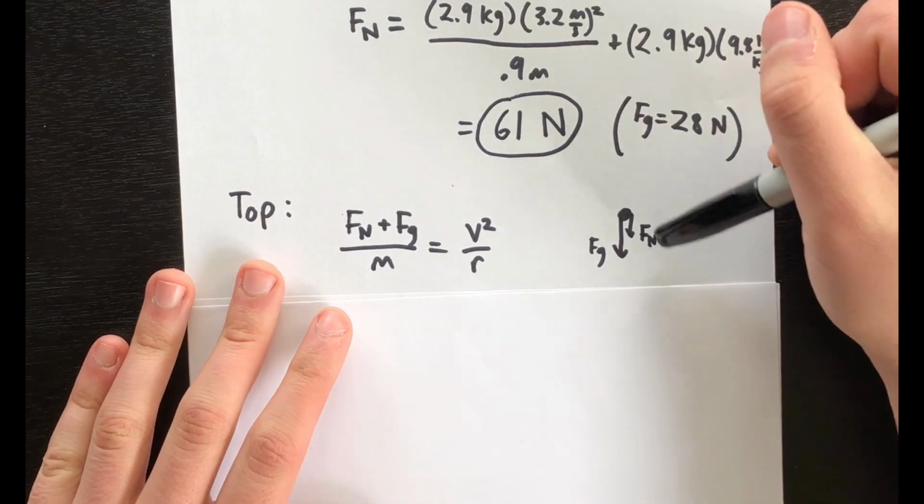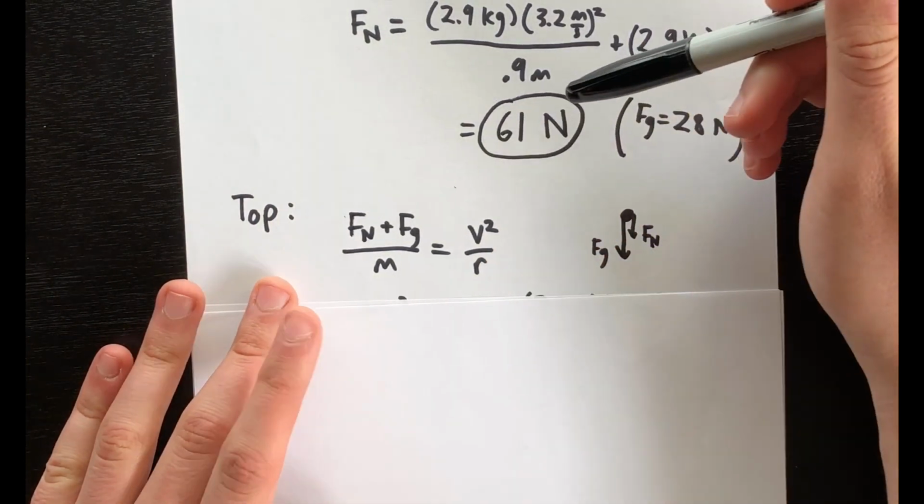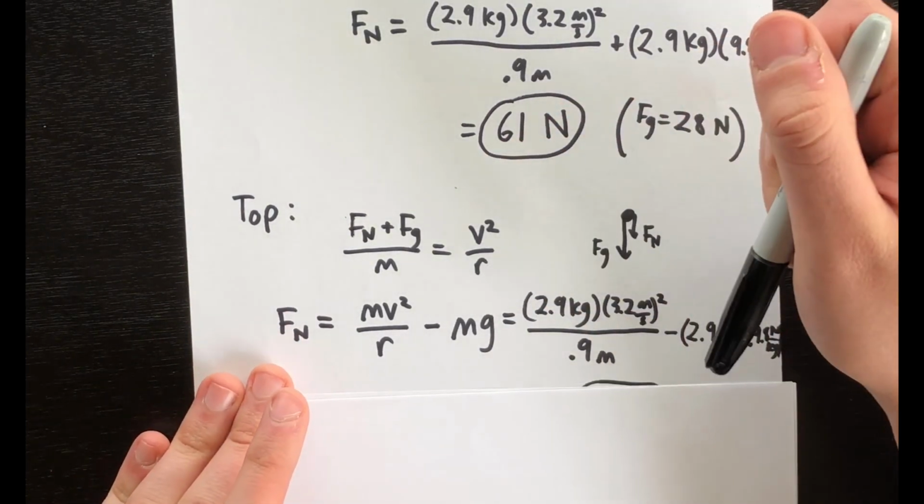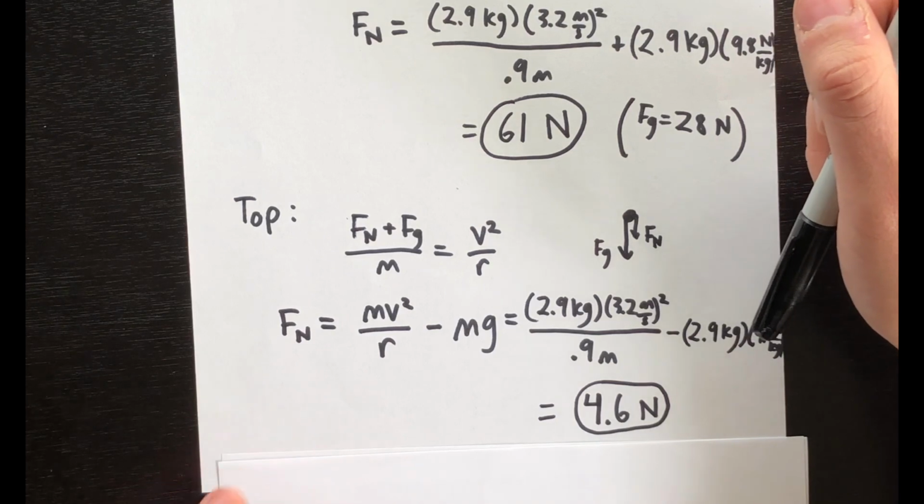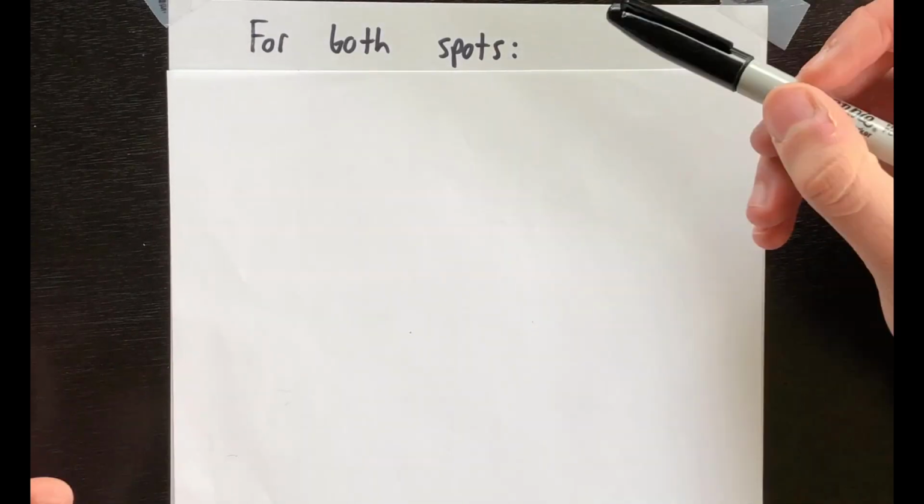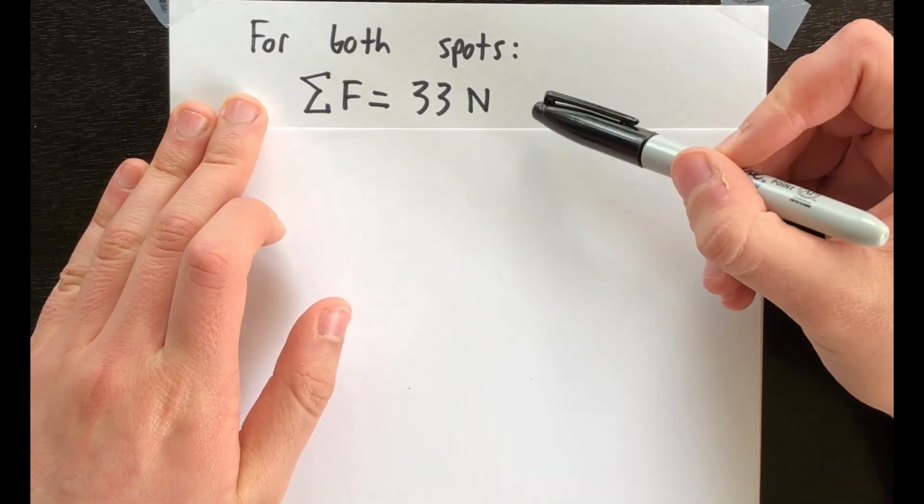Again, in this case, the forces are in the same direction, so the sum is just going to be Fn plus Fg. We'll do the same algebra as before, except this time this is a minus sign here. And then we can find that it's 4.6 newtons of normal force when it's at the top. Now, regardless of where it is, top or bottom, the sum of the forces is 33 newtons the entire time.